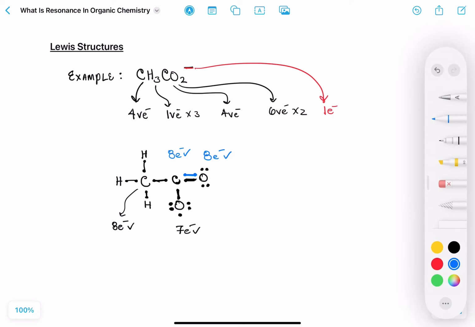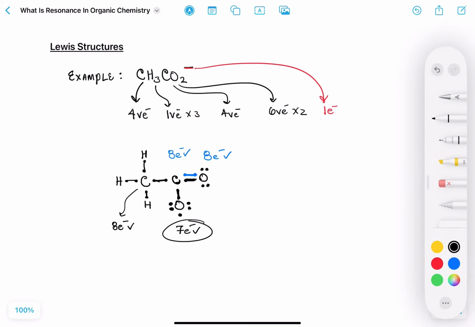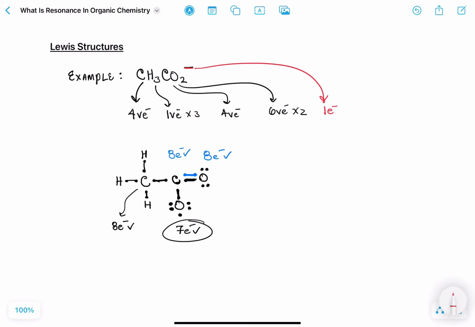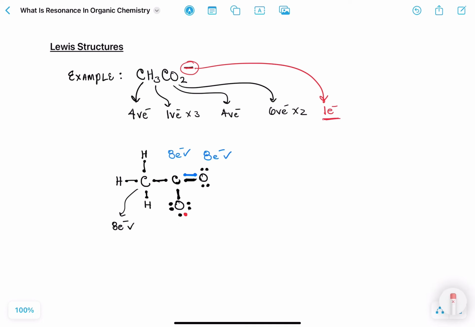The problem though is we still have an electron that is missing, because we have 7 electrons and we need 8. So where might we get that 8th electron? If we remember, we had a negative charge up here. That means the molecule has overall an additional electron. So we're going to stick that additional electron there, and guess what? Now we are happy with 8 on this atom. And so we've met our octet rule because of that additional electron.